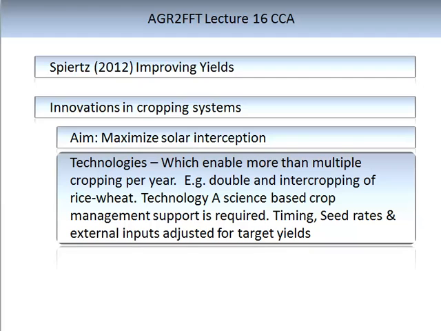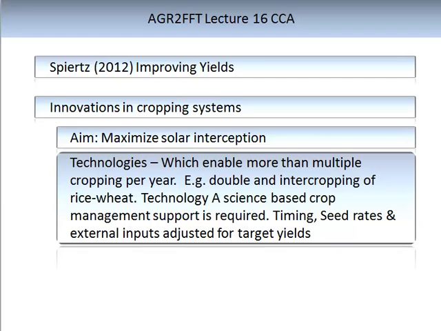Other areas of improving yields for climate change adaptation are innovations in cropping systems. The aim here could be to maximize solar interception. The technologies which may enable this are multiple cropping per year, for example introducing double cropping and intercropping of such crops like rice and wheat.